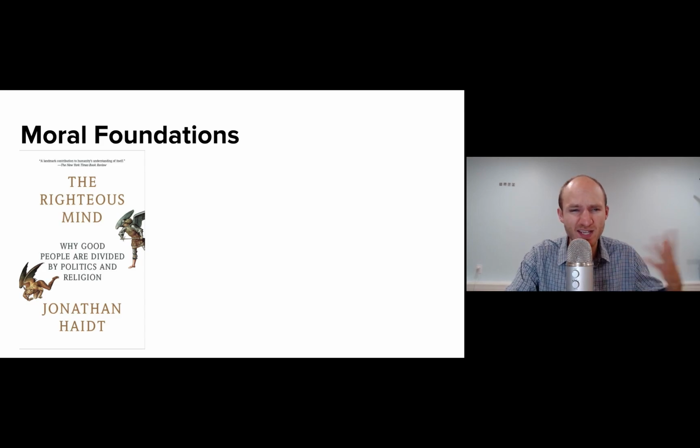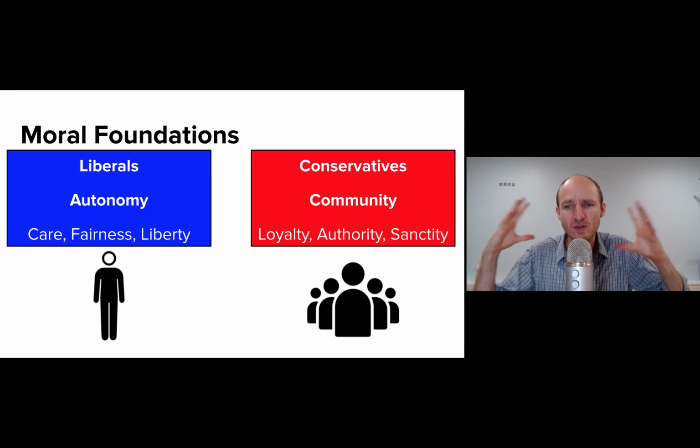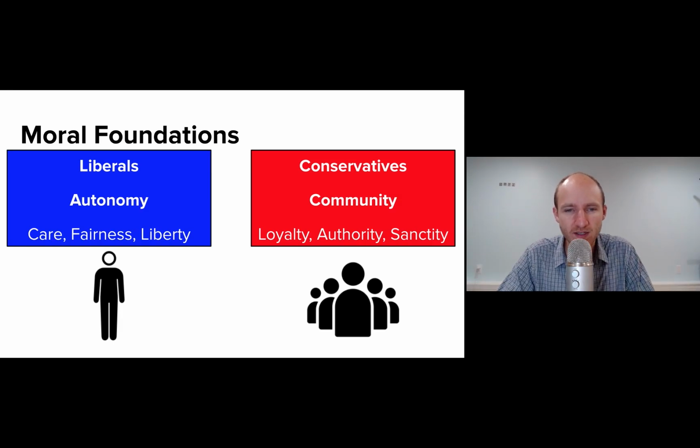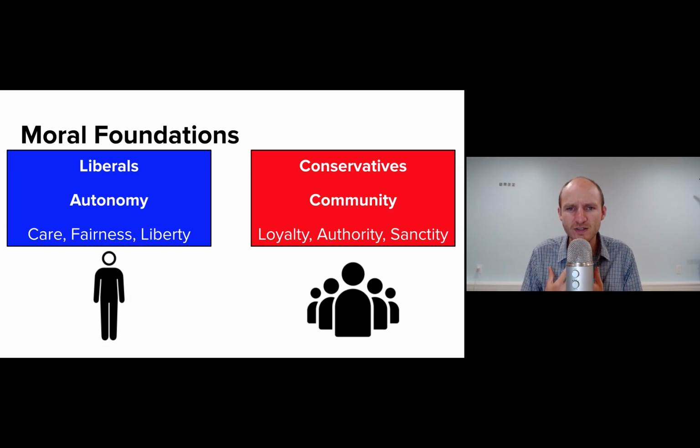Another great way to understand the other side is through moral foundations theory by this guy, Jonathan Haidt, in this book, The Righteous Mind. The rough idea is that liberal folks are more into autonomy-based things, like making sure that individuals have no pain, that they're being cared for, that things are fair, and that people are free and have liberty, versus conservatives, who are more about community values, these groupishness values, something like loyalty or authority or sanctity, where you think about the greater good and say, let's make sure that we treat that thing with loyalty and defer to authority.